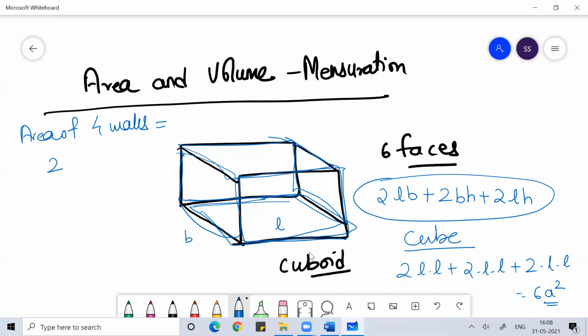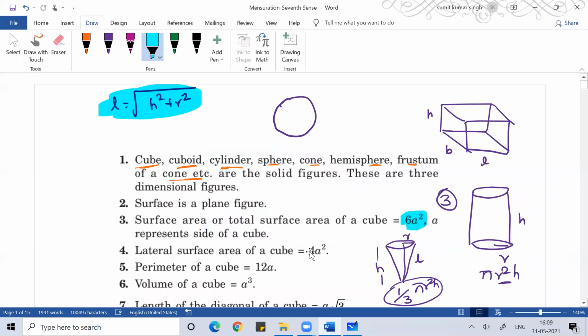So the formula, for the cube, 4a square, and for the cuboid 2h(l + b). That is the formula for that. In that you don't include the ceiling and floor. Perimeter of a cube is 12a, because you have all sides equal. Perimeter is the sum of all sides.